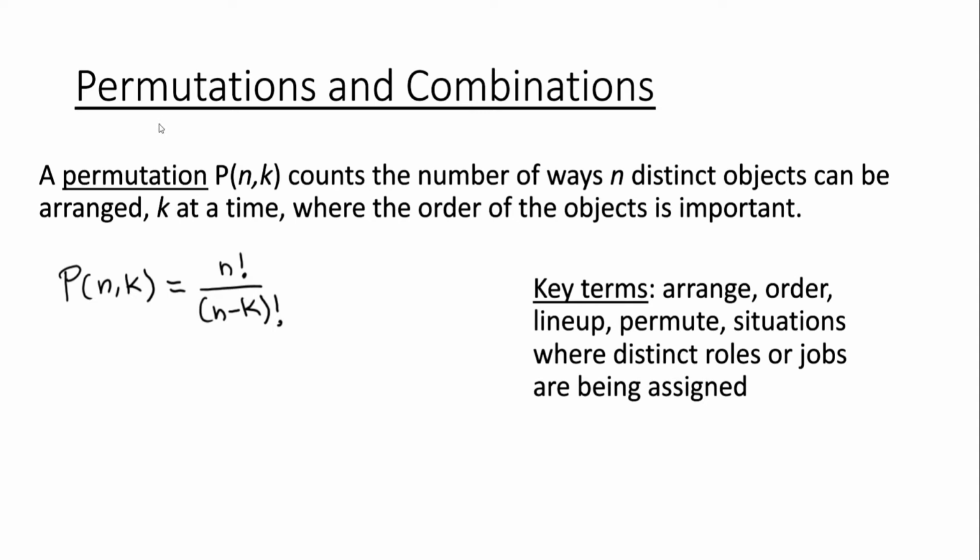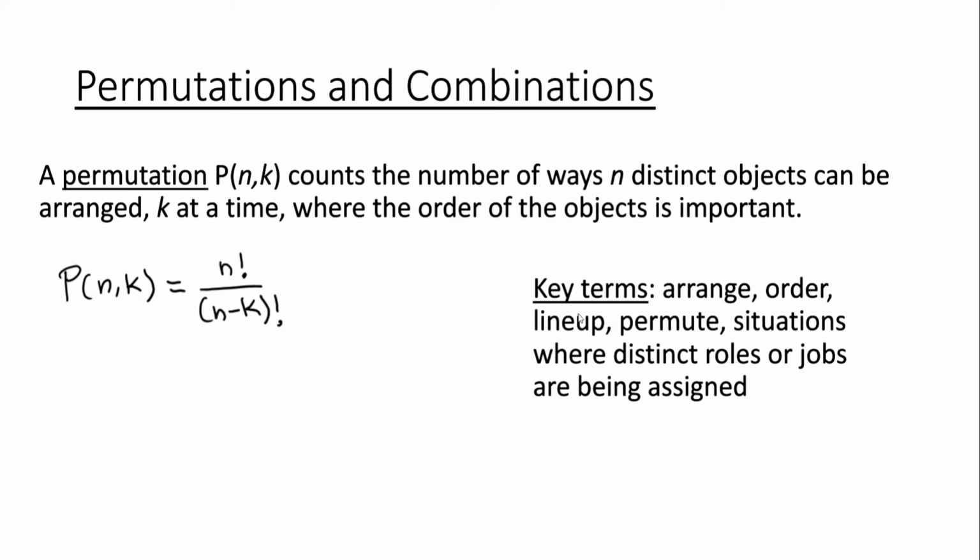In this video, we're going to be talking about permutations and combinations, or different counting methods. A permutation, and the notation we use for that is P(n, k), counts the number of ways n distinct objects can be arranged k at a time where the order of the objects is important. And this is the formula we have for this. I'll go over exactly what everything means in a minute.